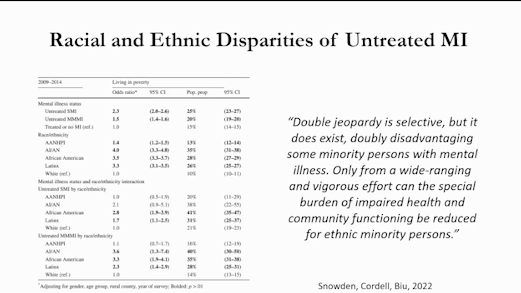So instead, Lonnie stuck with it and published this paper with Juliet Bew from SAMHSA. This was work that I did with him through Mental Health Data Alliance. What we found here was that there's this double jeopardy going on, that untreated mental illness even has a racial disparity. So African Americans are 3 times more likely to be living in poverty among people with untreated SMI. And you can also see just with mental illness status, there is a dose response. Then you add race on top of that. It's what he was calling double jeopardy, is selective, but it does exist, doubly disadvantaging some minority persons with mental illness.